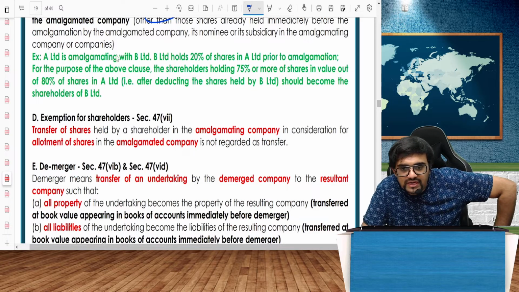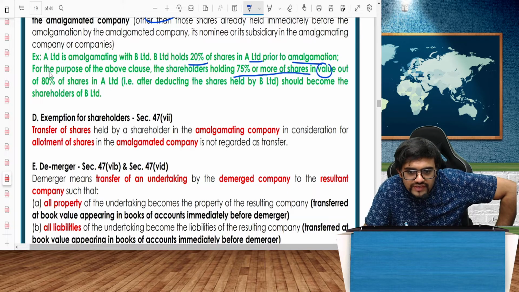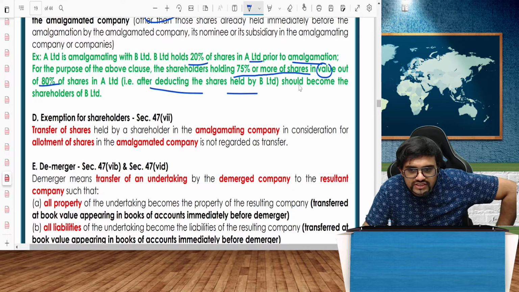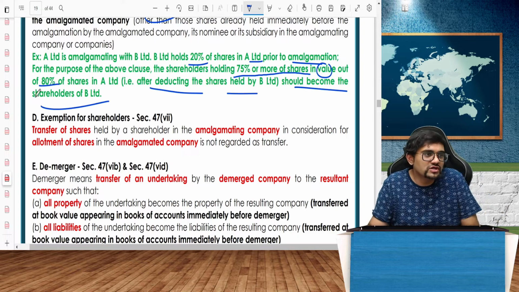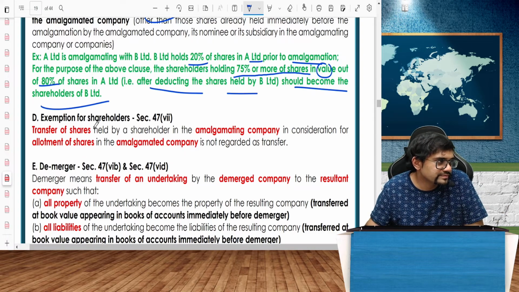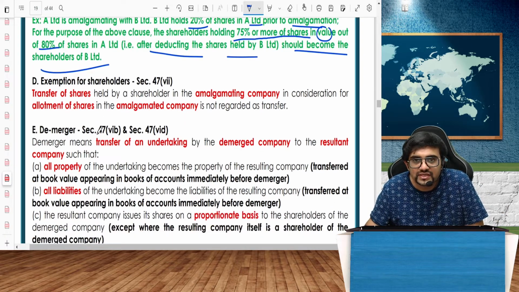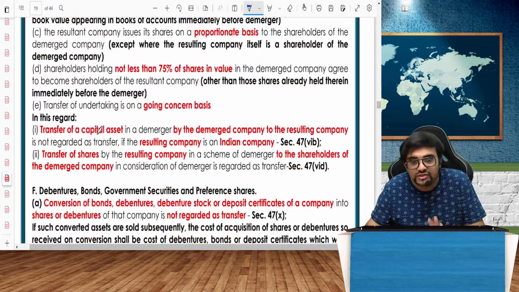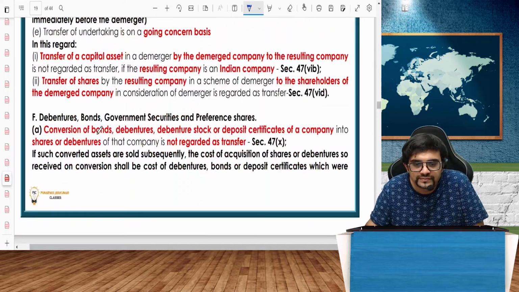So A Limited is amalgamating with B. B Limited holds 20% of shares in A Limited prior to amalgamation. For the purpose of the above clause, shareholders holding 75% or more of shares in value out of the remaining 80%, after deducting the shares of B, should become the shareholders of B Limited. Then no problem. Same with exempting shareholders also. Demerger also has the same provisions.